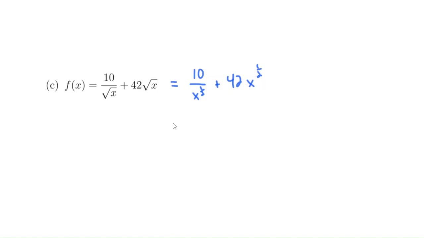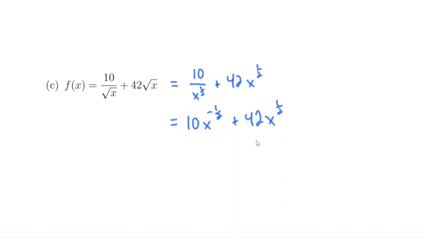Okay, and I'm not doing any derivatives yet. I'm just simplifying things. And this would be like 10 times x to the minus 1/2 plus 42 times x to the 1/2. So 10 over the square root of x is the same thing as 10 times x to the minus 1/2 power. Okay, so again, you have to be really good at using exponents to make sure you understand how to do these problems. To do the problems, you have to be good at exponents. Okay, so what about 42 times the square root of x?